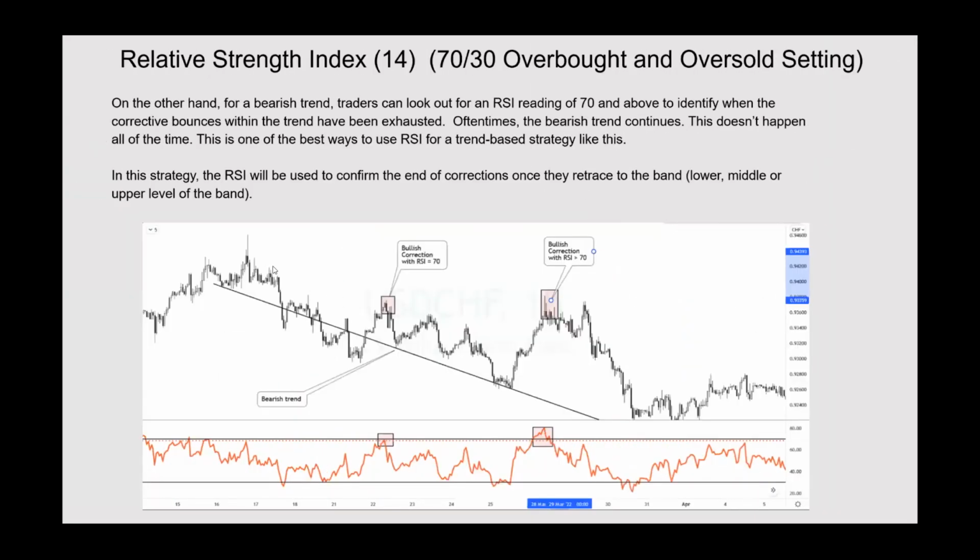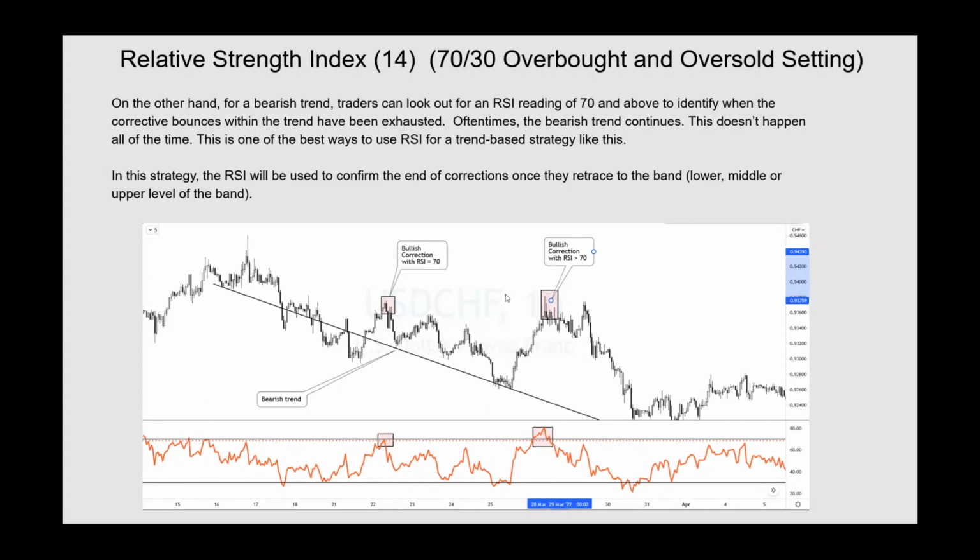Also, when the price is going downwards, in a bearish trend, we're going to make use of the RSI overbought conditions to identify the end of corrections. As you can see here, price moved down, made a correction here, and we have the RSI touch. It goes down again. First correction to this place, RSI here, and it goes down again. You can see that.